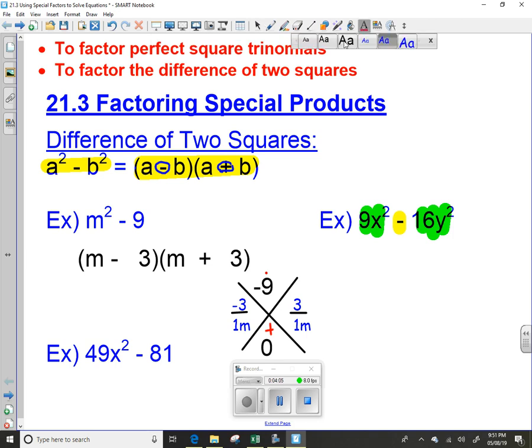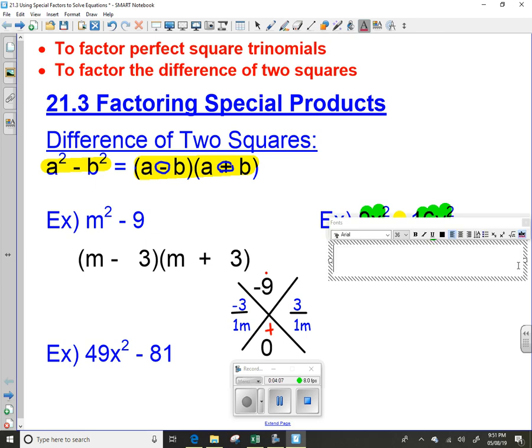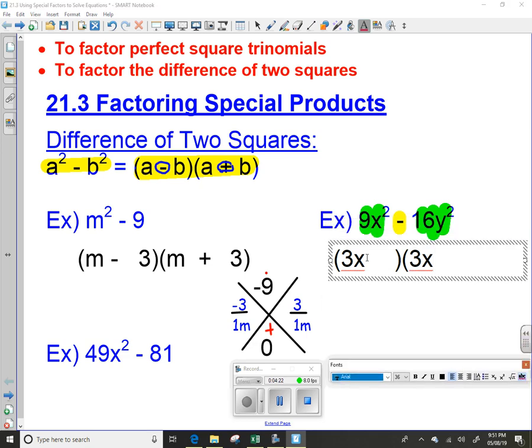So when I'm looking at this, to factor this, I would have in the first part the square root of 9x squared. Square root of 9 is 3. So I'm going to have 3x and 3x from the x squared. And then my next number is 16y squared. Square root of 16 is 4. Y squared would be just y. So then here I'd have a 4y as well.